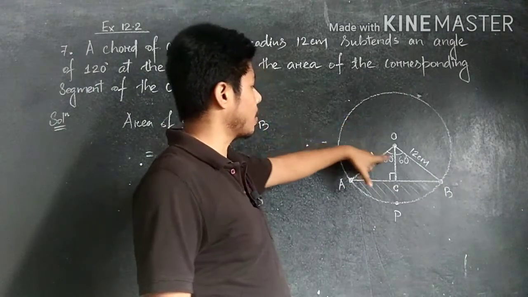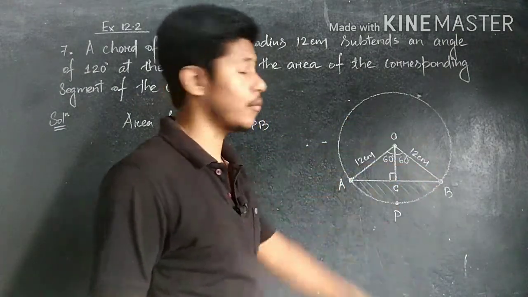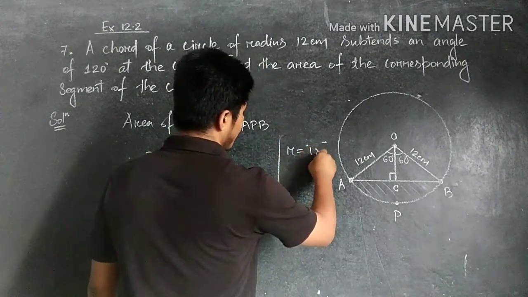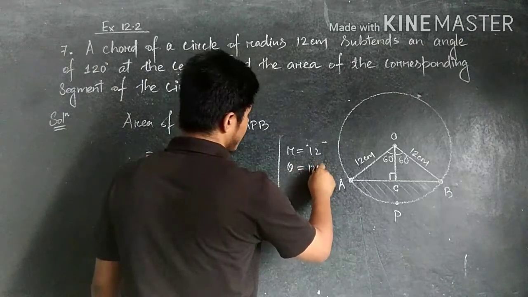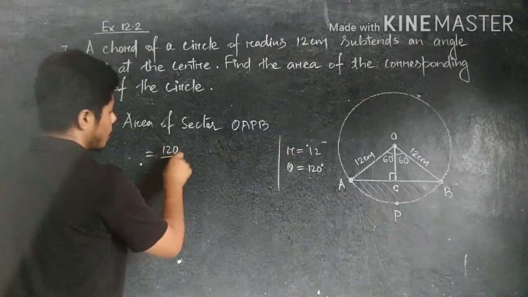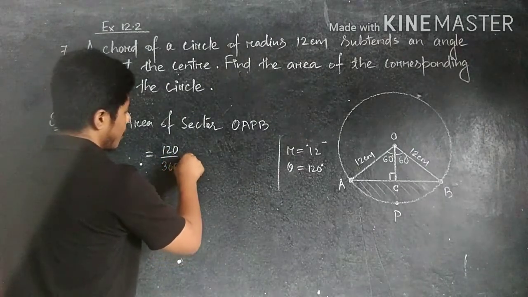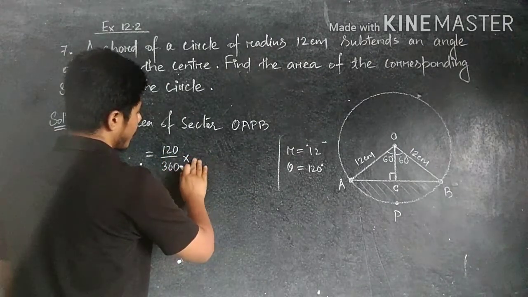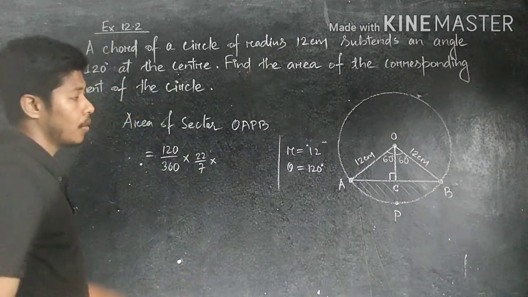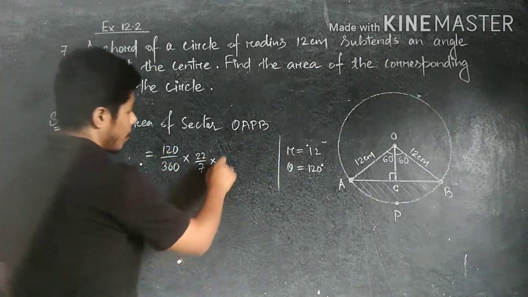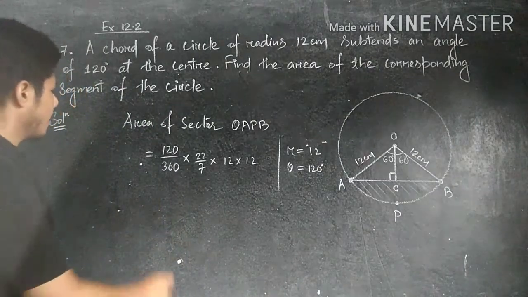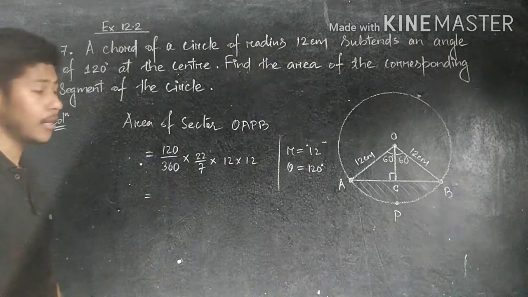Radius r equal to 12 centimeter and theta equal to 120 degree, isn't it? So here r equal to 12 and theta equal to 120 degree. So we have to put these values: theta by 360, that means 120 by 360 into pi. Pi means we can write here 22 by 7 into r square. R means 12 into 12. So from here easily we can calculate the result, isn't it?